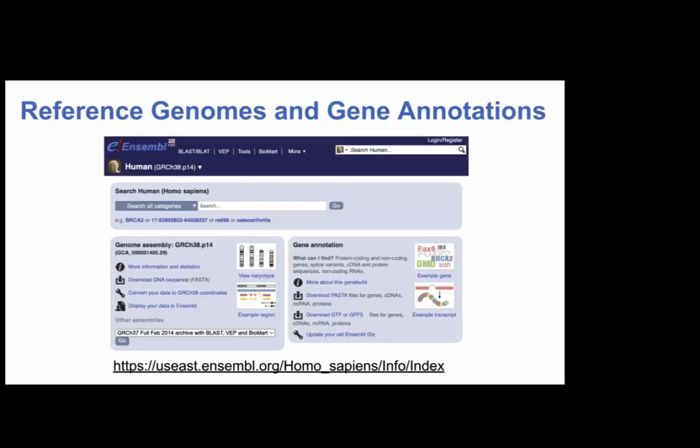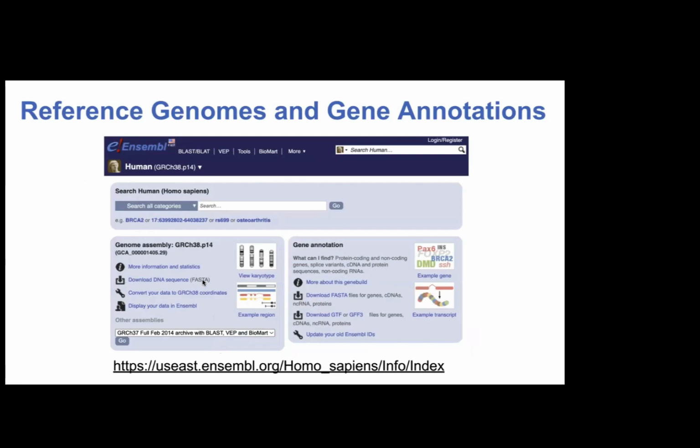Okay, so yeah, talking about the reference genomes and gene annotations, there are a couple, but I think the biggest one is this Ensembl website, and they have information about a lot of different species. So this is not just human or mouse. This is kind of how it looks. And this is for human. The important links are the download DNA sequence.